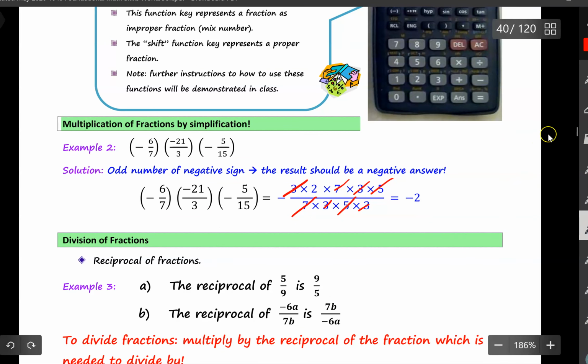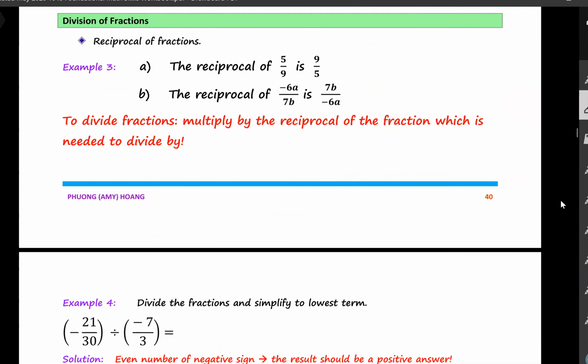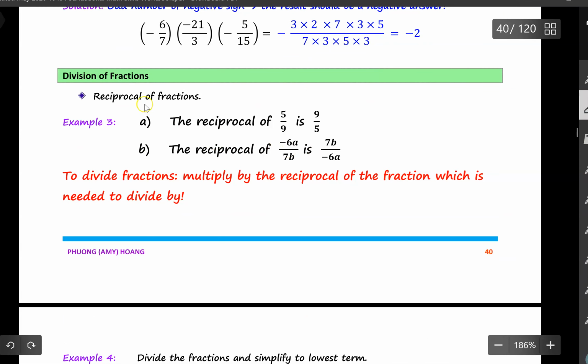Alright, so let's take a look at our division. So for division, if you don't use a calculator, you have to follow the concept of reciprocal. Okay, so first of all, what is a reciprocal of a fraction? A reciprocal of 5/9 is 9/5. So all you do is you flip the fraction over.